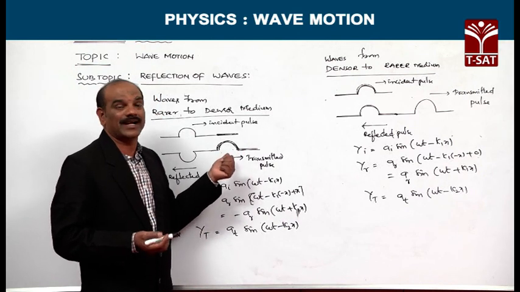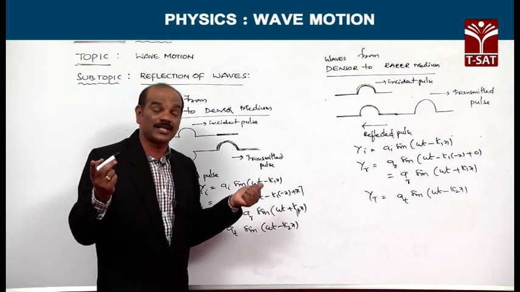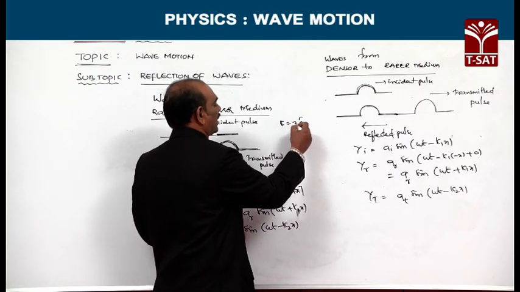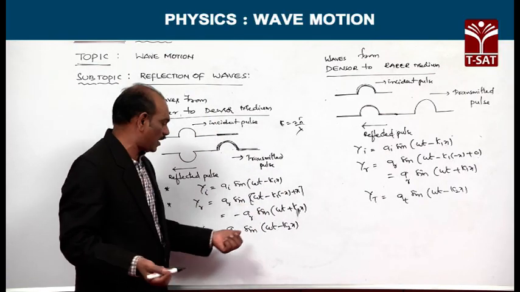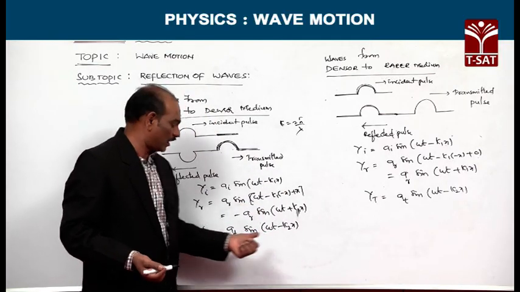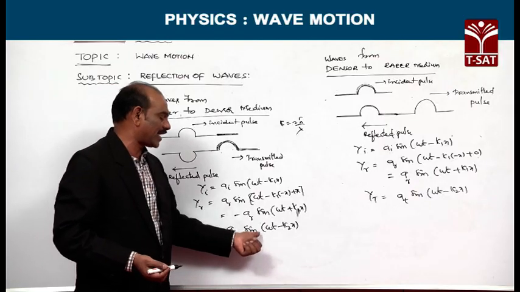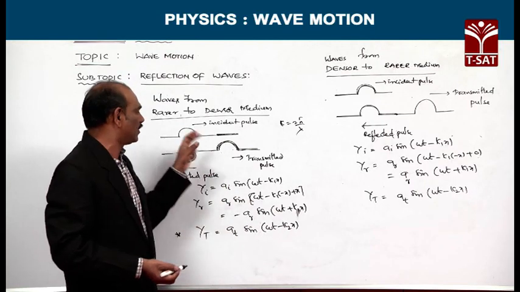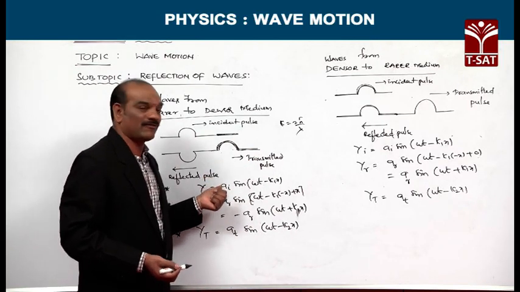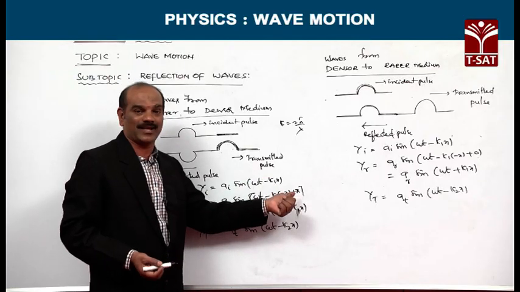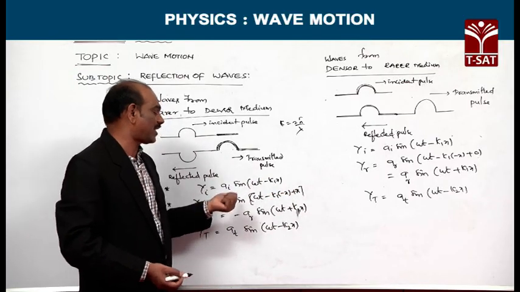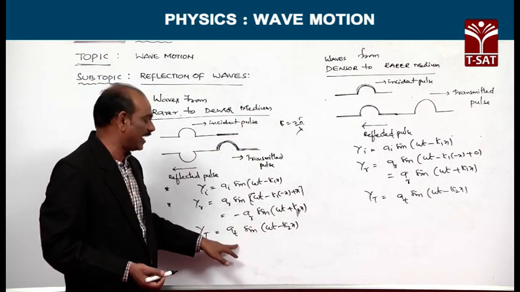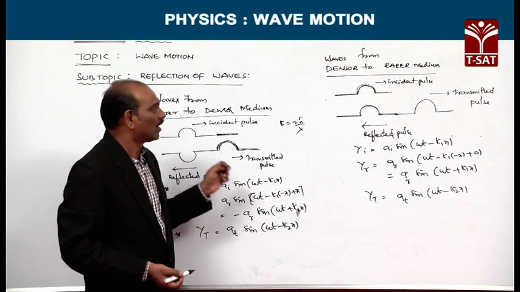When a wave is propagating from one medium to another, speed changes and lambda also changes. We know the formula k is equivalent to 2 pi by lambda. Due to the change in lambda, the propagation constant now becomes k2. Therefore, Yt is equivalent to At sin(omega t minus k2x). Therefore, when a wave pulse is propagating from a rarer to a denser medium, the incident wave pulse is Ai sin(omega t minus k1x), the reflected pulse is minus Ar sin(omega t plus k1x), and Y transmitted is At sin(omega t minus k2x).